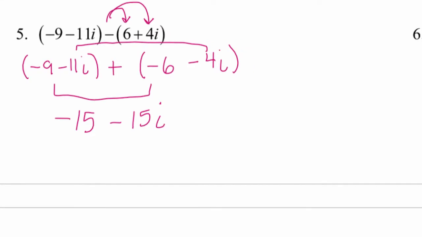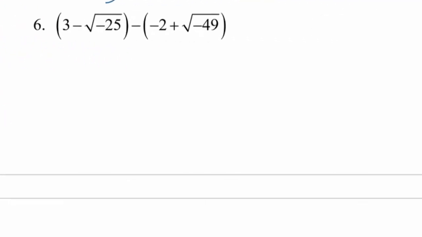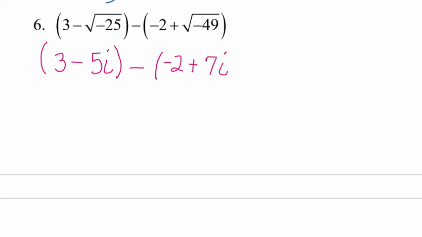Okay, and then our last problem. Let's rewrite in standard form. That would be 3 minus the square root of 25, which is 5, so pull out the i, 5i, minus negative 2 plus the square root of 49, which is 7, times the square root of negative 1. Pull out the i. There it is. But the next step is to change the signs with the subtraction. Change the signs. So let's write that step.